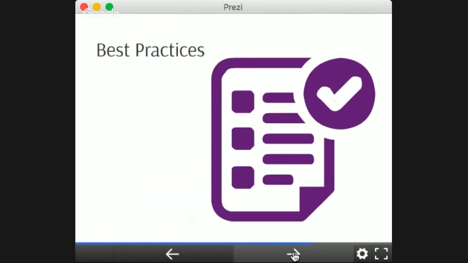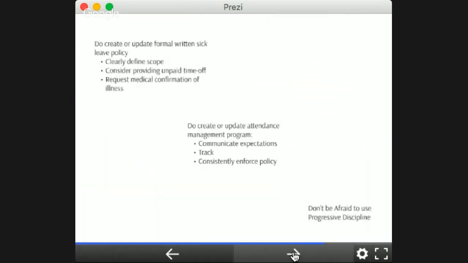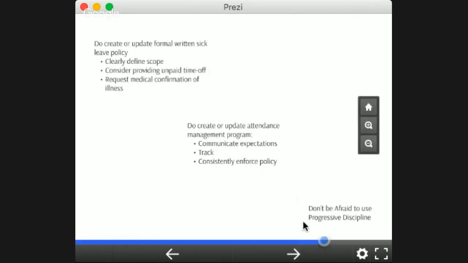So with that said, let's look at some of the best practices that you can take away so you can better manage absenteeism or sick leave in your workplace. I've come up with 3 best practices that I think will be helpful for you, and these are ones that have worked for some of the employers that I've assisted, and we'll look at each of these in detail.